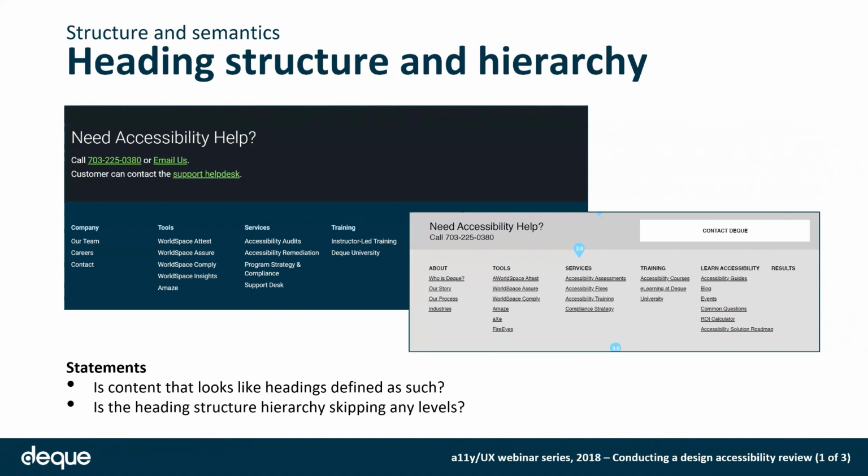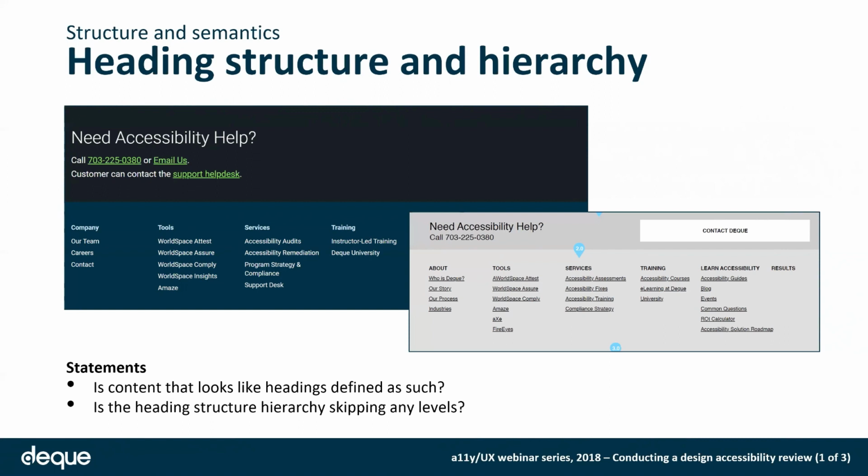And the second part you need to think about is, what's the hierarchic level of those headings? If I have a general section called, say, need accessibility help, and across the entire design we identify that as being an H2 because it sits on that level hierarchically, then the content for about, tools, services, training, learning accessibility, and results here can't be H3s, because visually it implies that they're different things.